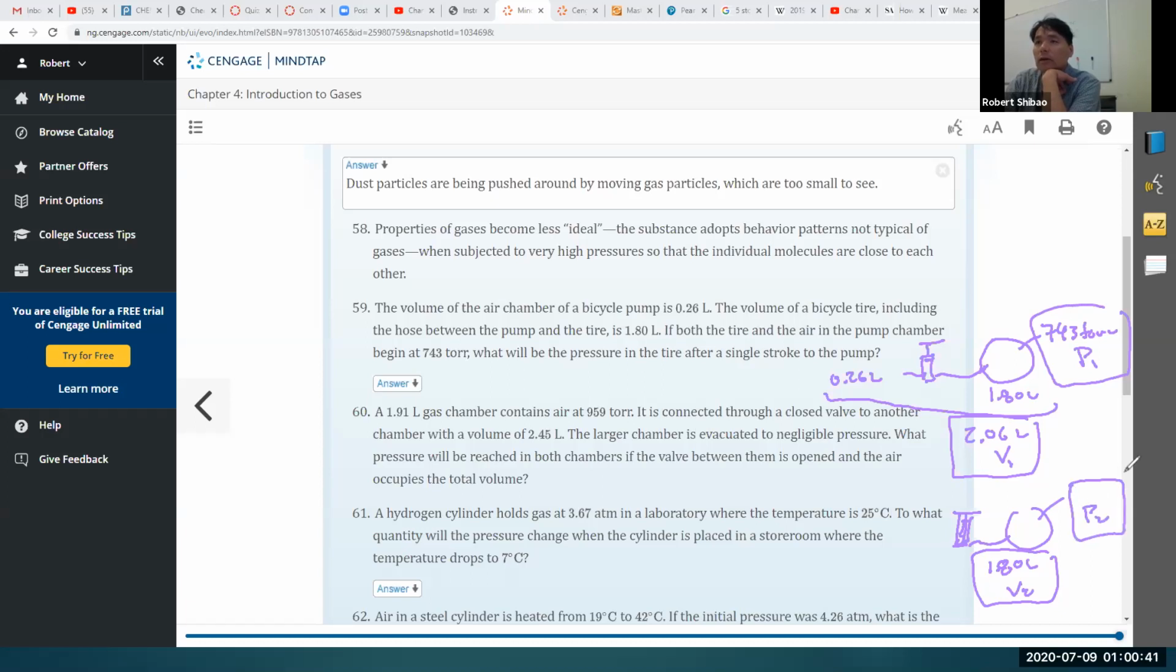Okay, so we use the combined gas law, P1 V1 over T1 is equal to P2 V2 over T2. Now the temperature, they don't say anything about the temperature, so we assume that the temperature didn't change. And so that cancels out. So we're left with this. We're solving for P2. P2 is equal to V1 over V2 times P1. And so that should give it to us.